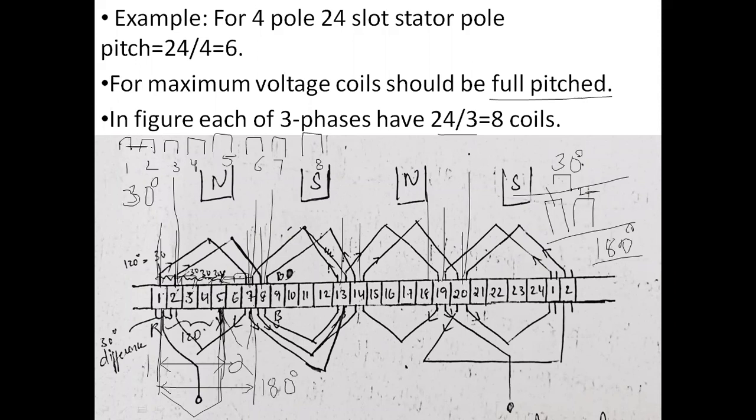Add 30 to the difference. 30 again, 60. Next add this, 90. Then add this, 120. Add this, 150. Add this, 180. So up to which slot did I get 180? Up to the 7th slot. Okay, so up to the 7th slot I am getting the difference of 180. So if the first coil side starts at 1, it should end at 7. The other side of the coil should end at 7. Then only we will say that it is full pitched.